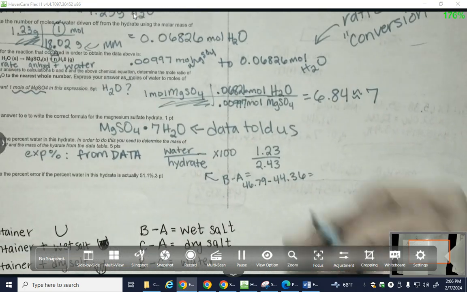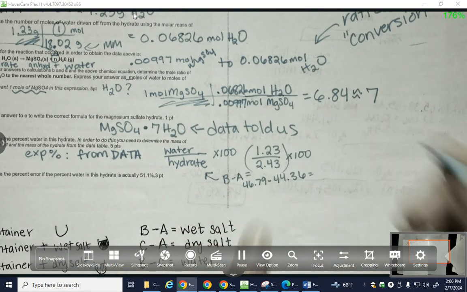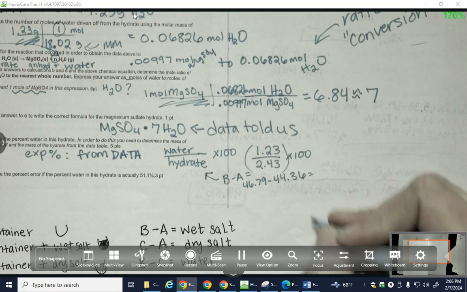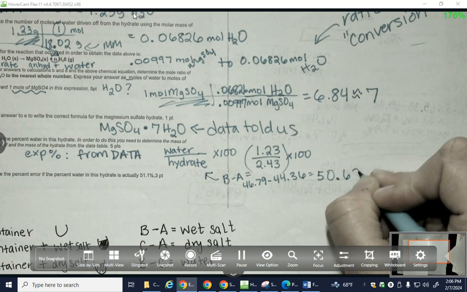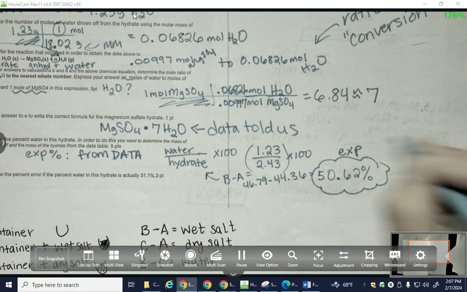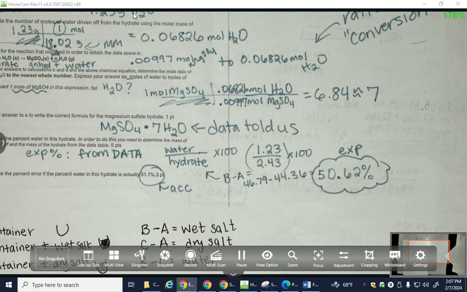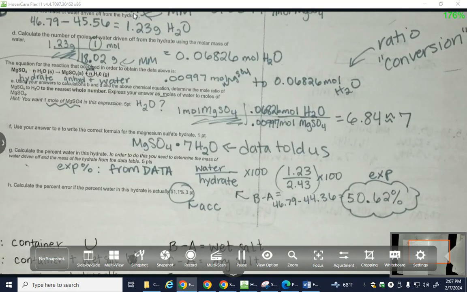So with those two, I type them in and then multiply by 100. I got 50.62%. This is my experimental value. This is my accepted value. And if you take a look at your lab paper, I gave you all of the accepted values that you would need. If you had magnesium sulfate, I gave you that one. If you had copper sulfate, I gave you that one. So this next step is just percent error.